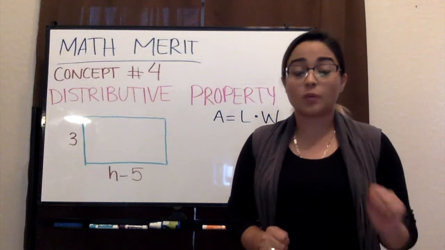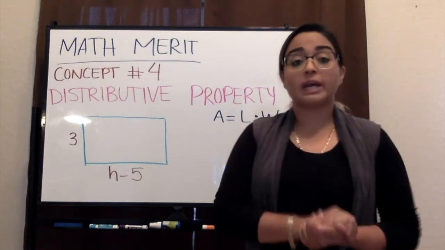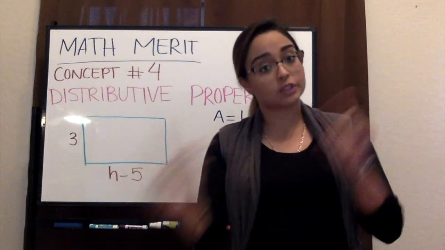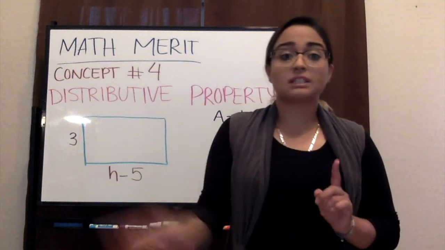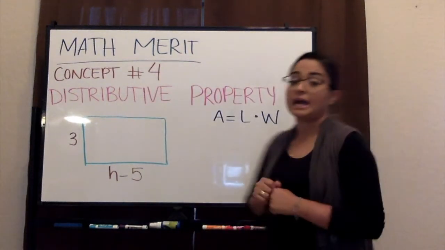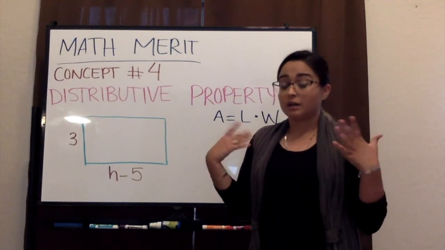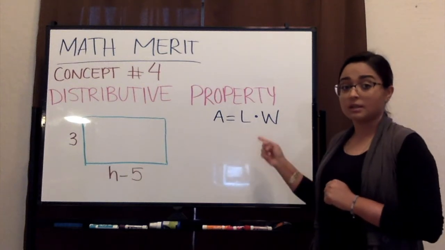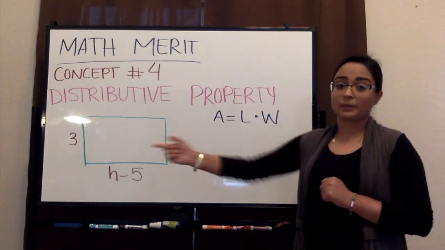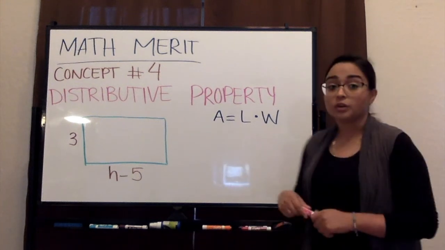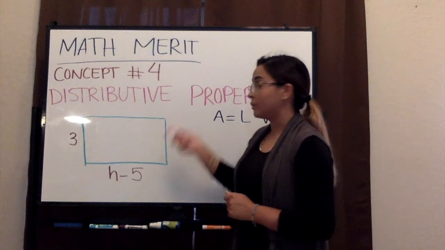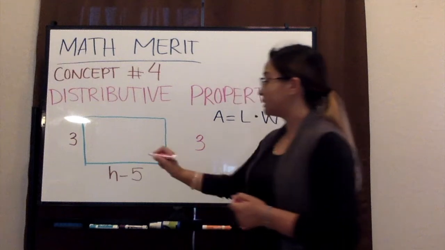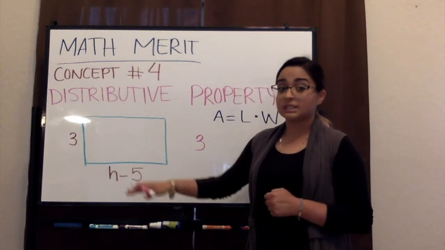We are getting ready to begin with concept number 4. So we're heading into the distributive property. Now, yesterday in Algebra 1, we were introduced to this distributive property. So let's do a quick review. To find the surface area of a rectangle, the formula is length times width. Long ways times wide ways. Okay? So here we have a rectangle. Long ways is 3. So we're going to multiply 3 times wide ways, which is h minus 5.